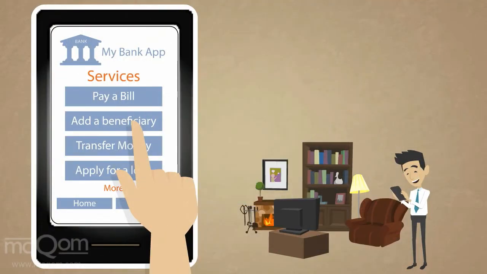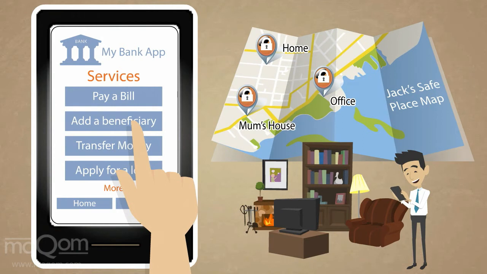When Jack added his mother as a beneficiary, he was at home. Jack knew he had marked his home address as a safe place where he could make sensitive changes to his banking services.